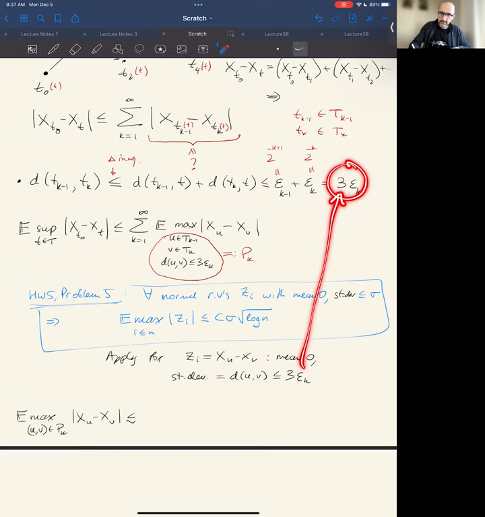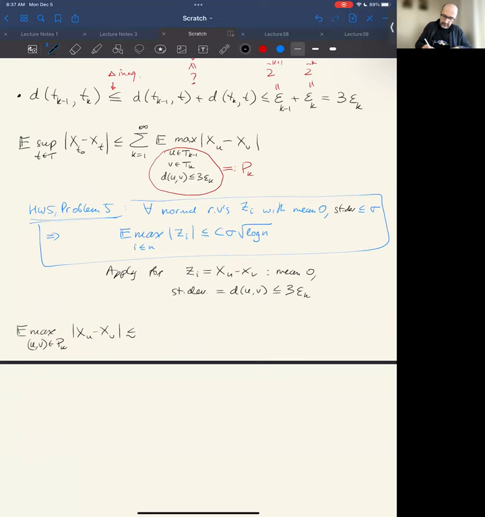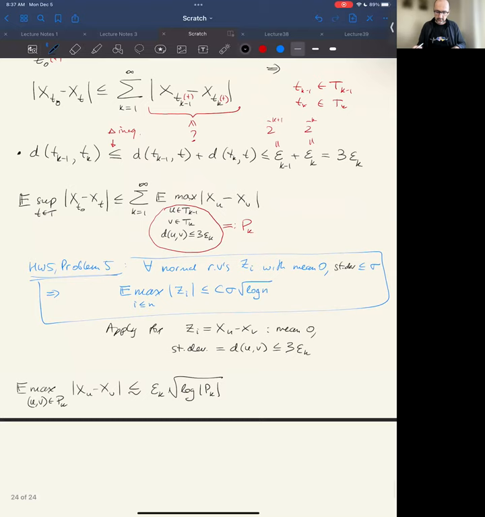Okay, so now we're applying this problem. It's less than, let me just hide the absolute constant, sigma, which is 3 epsilon k, times the root of log n. In this case, n is the cardinality of Pk. Good. What's Pk? It's a set of pairs. At most, it has the cardinality Tk times Tk minus 1. It's a set of some pairs where u is from Tk minus 1 and v is from Tk. So the set of pairs has at most this cardinality.